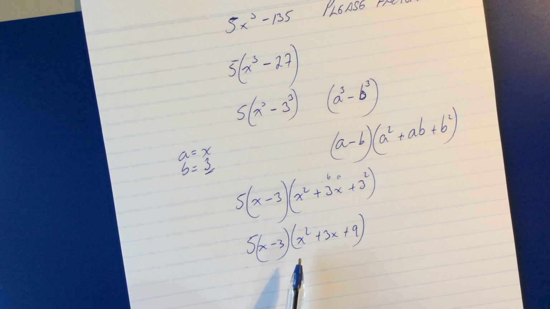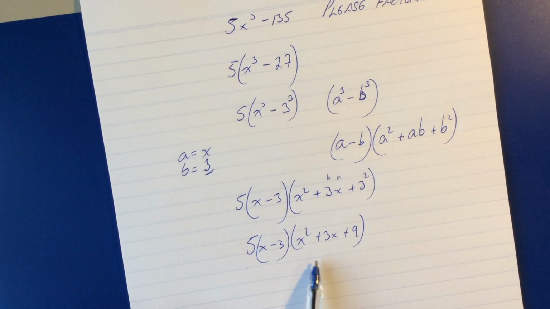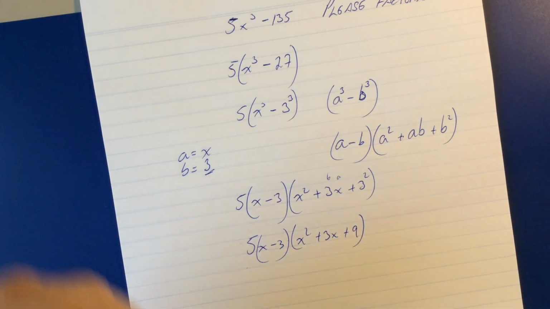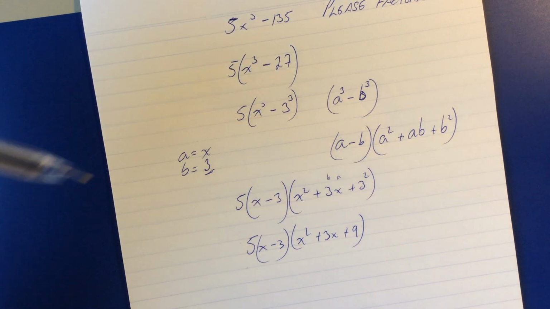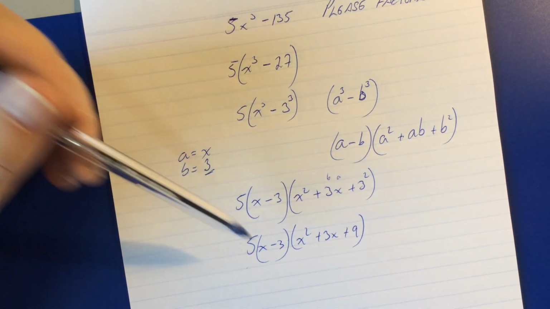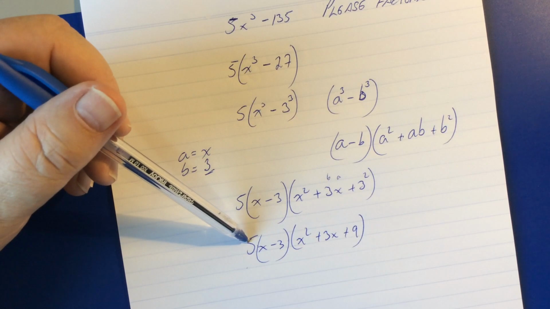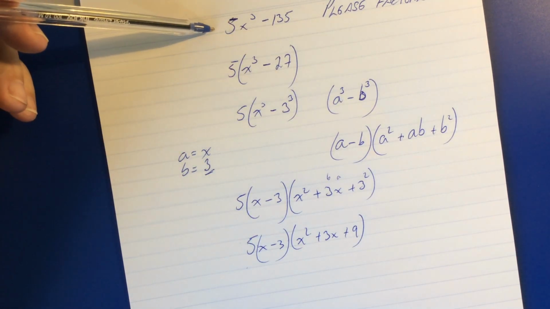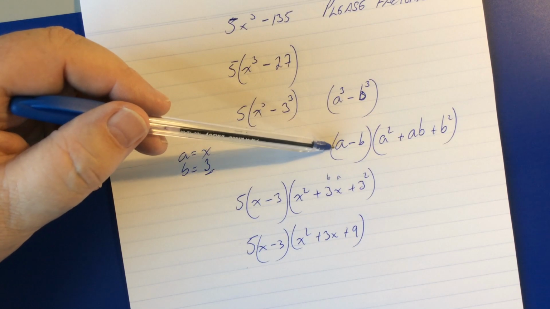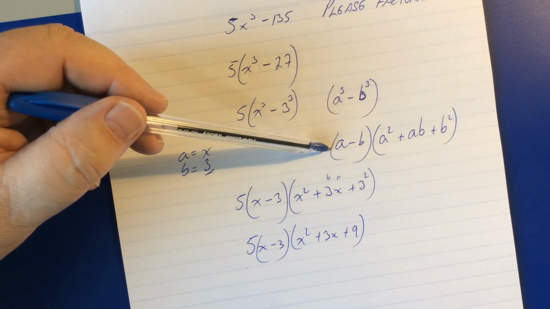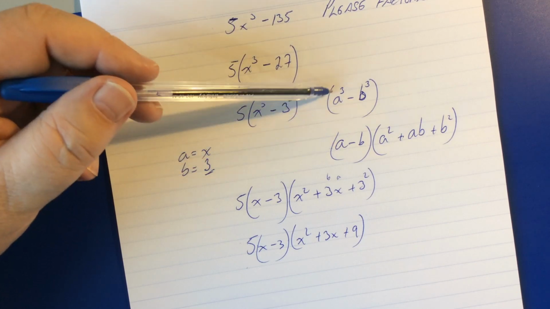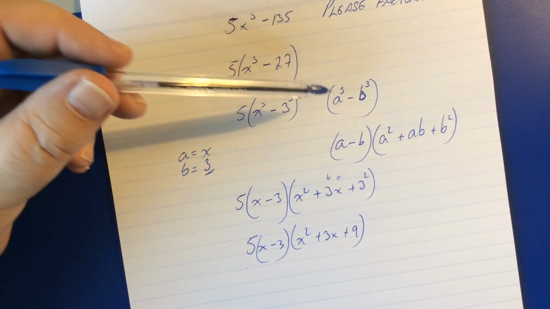Doesn't mean you can't graph this. It just means that it's got one x-intercept, and this determines the shape of the rest of the cubic, either above or below the x-axis, but it doesn't touch the x-axis, and that's important. Anyway, this is the factorized form of this, and it can be done really, really quickly if you keep this in mind. It's called the difference of two cubes, the difference of cubes perhaps.